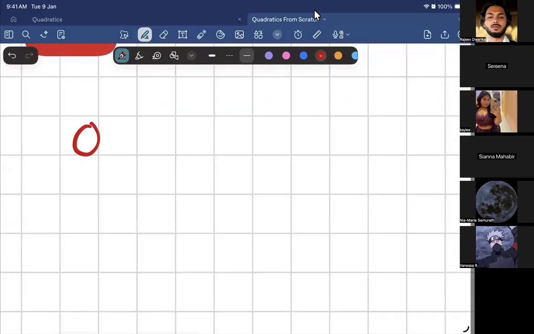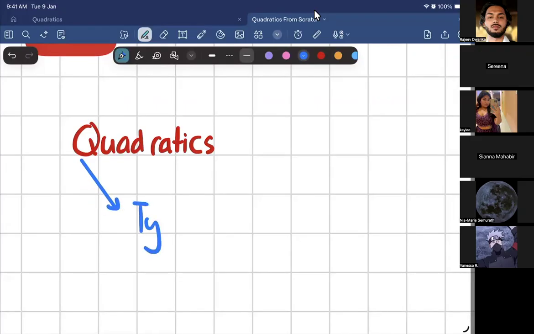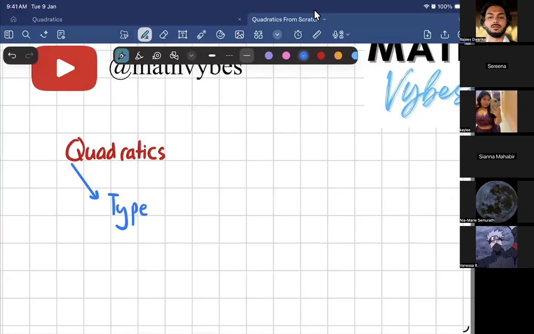So quadratics, man. A quadratic is literally just a type of function.